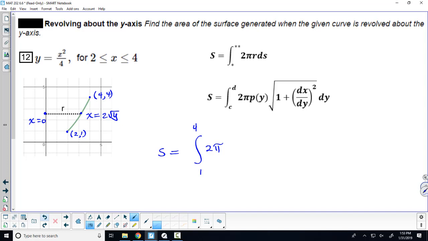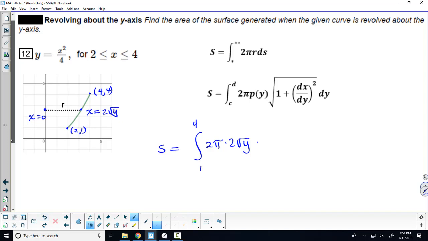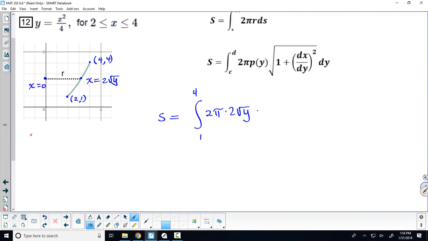We multiply both sides by 4. Take the square root: the square root of 4 is 2, and the square root of y is root y. So that's our function, representing our radius. And then we put in our ds. Let's come off to the side here and do our ds. We have x equals 2y to the 1/2, so x prime is going to be y to the minus 1/2, which is 1 over the square root of y.